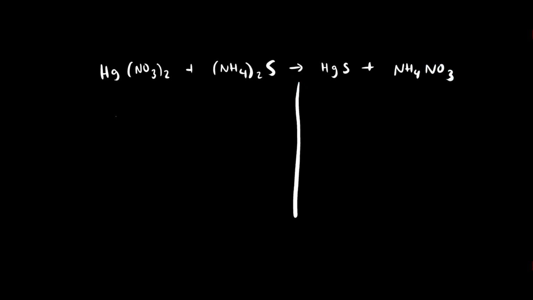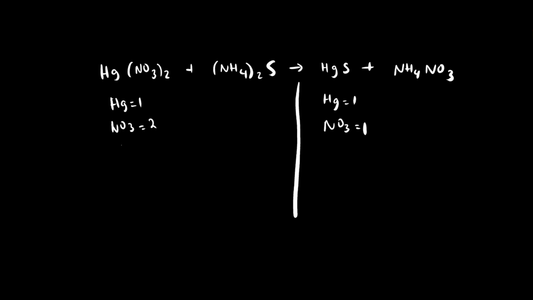Alrighty, so on the left hand side we have 1 mercury atom, on the right we have 1 mercury atom. For the nitrate, again, treat that as a unit rather than individually treating it as nitrogen and oxygen, because it makes balancing the equation simpler. On the left hand side we have 2 nitrates, and then on the right hand side we have 1 nitrate group.